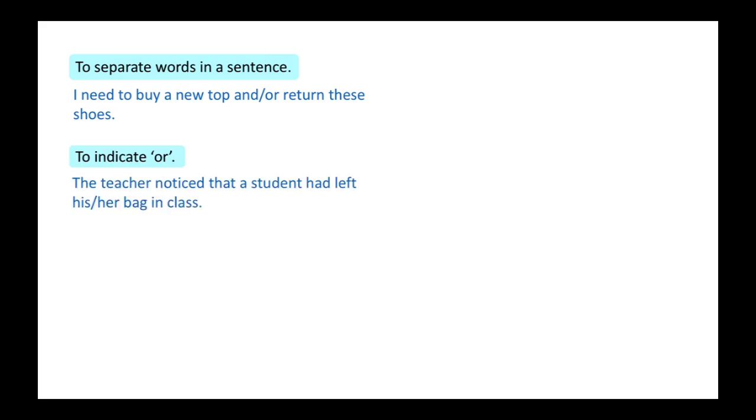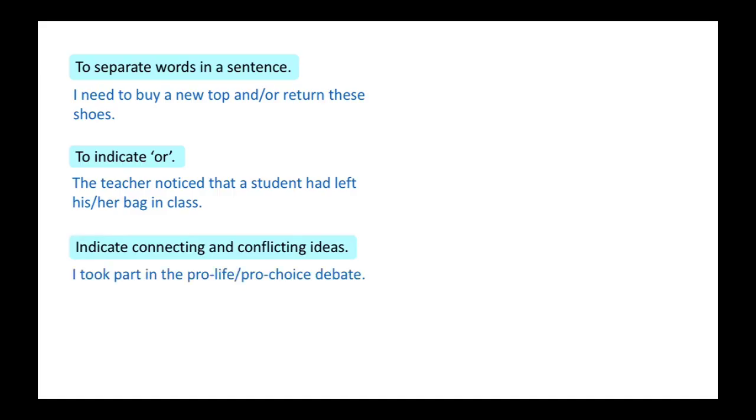An example of a slash used to separate words in a sentence is, I need to buy a new top and/or return these shoes. An example of a slash used to indicate or is, the teacher noticed that a student had left his/her bag in class. A slash used to indicate connecting and conflicting ideas is, I took part in the pro-life/pro-choice debate.